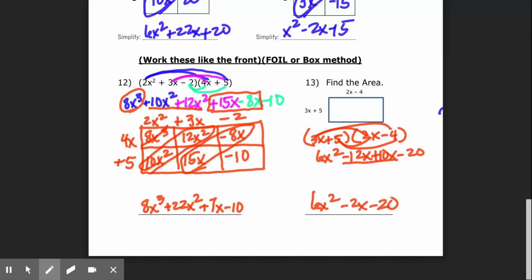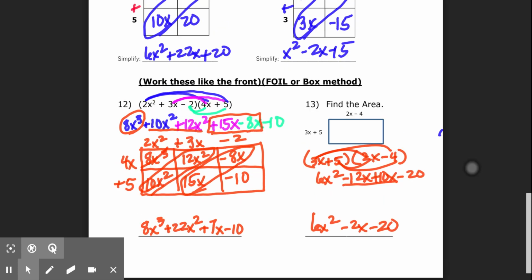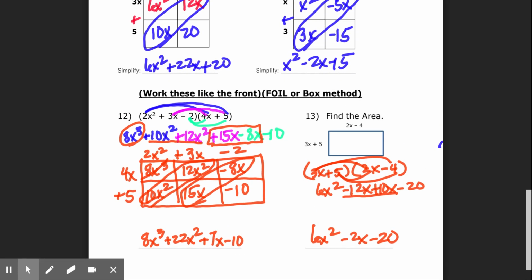So there you go. Multiplying two binomials together, you can use the FOIL method or distributive property, or you can use the Punnett square or the box method.